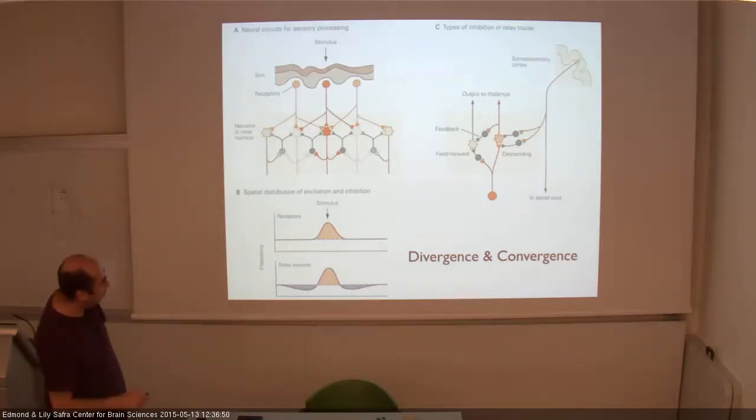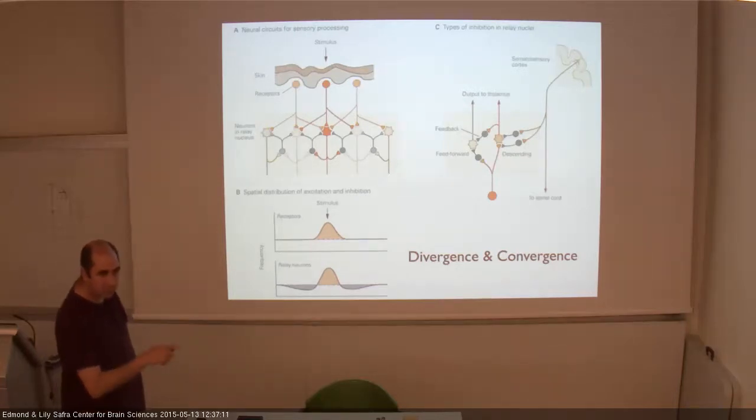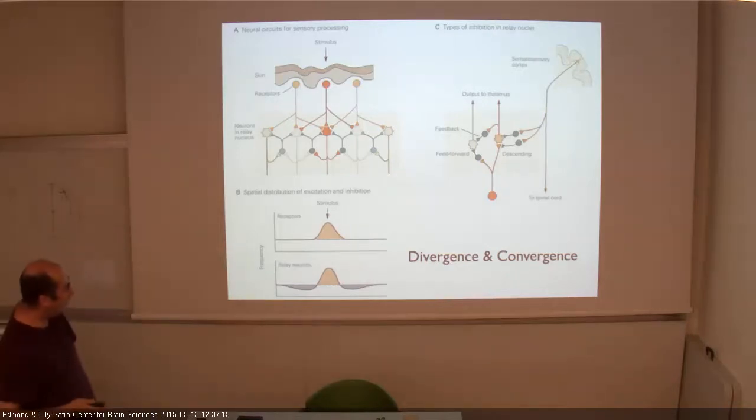Feedback inhibition is kind of the idea that you feed back the inhibition through inhibitory neurons to your neighbors, for example. So this neuron is active, sending the information in this direction to the thalamus, but at the same time it can inhibit other neurons locally in the same region. Okay, feedback inhibition. And then descending inhibition.